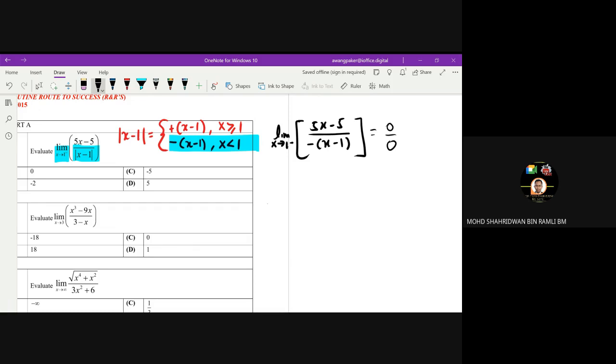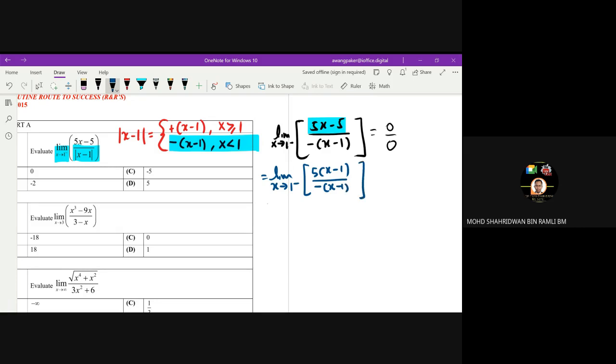When it comes to multiplying by its conjugate, it will involve a surd. This one doesn't involve any surd, so that means we have to factorize. So the main idea is this one. We know that 5x minus 5 can be factorized. In this case, it will be equal to, don't forget to write the limit as x approaches 1 from the left, bracket 5 bracket x minus 1 over negative bracket x minus 1.